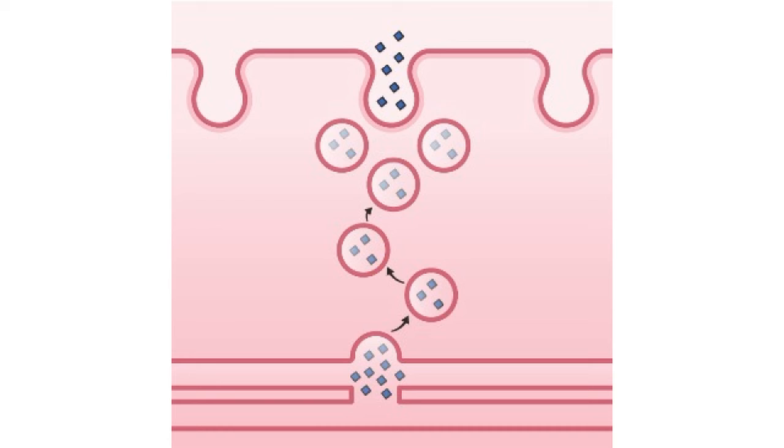Progeny viruses are released from the host cell through secretory vesicles by exocytosis. This enables the virus to infect other cells.